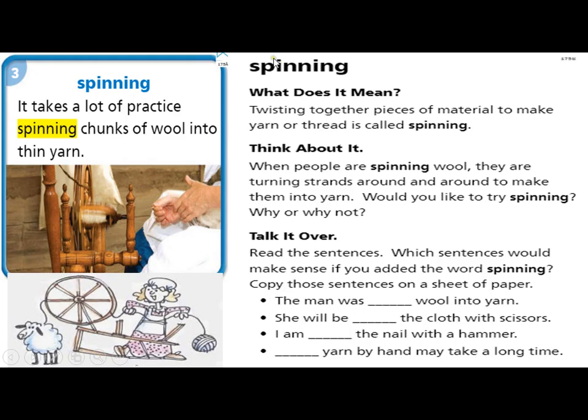So spinning, what does it mean? Twisting together pieces of material to make yarn or thread is called spinning. So this motion here, this process, is called spinning, and it is used to make bundles of yarn like this. Alright? You can pause at any minute in this video and practice here. This is independent practicing.